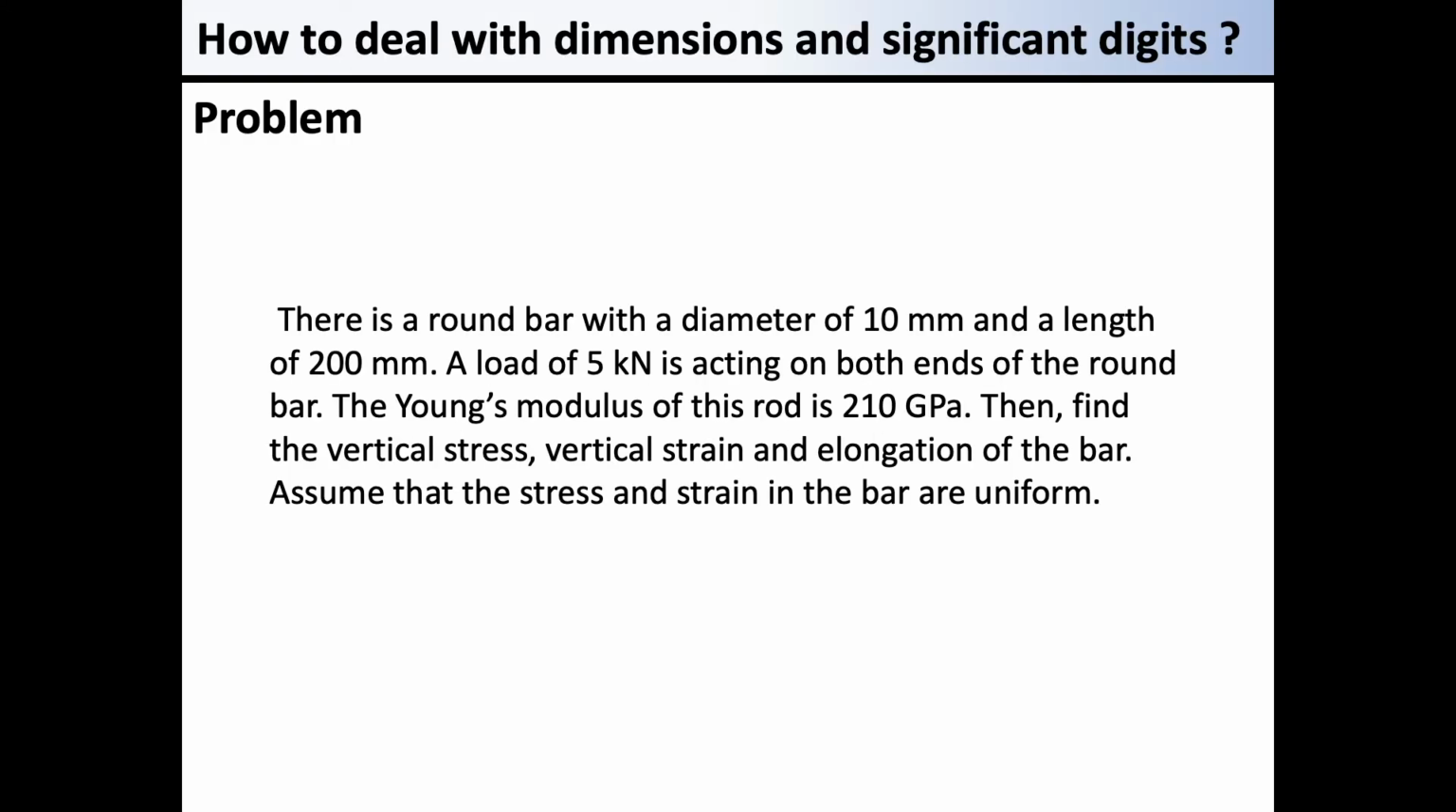Problem. There is a round bar with a diameter of 10 mm and a length of 200 mm. A load of 5 kN is acting on both ends of the round bar. The Young's modulus of this bar is 210 gigapascal. Then, find the vertical stress, vertical strain, and elongation of the bar. Assume that the stress and strain in the bar are uniform.